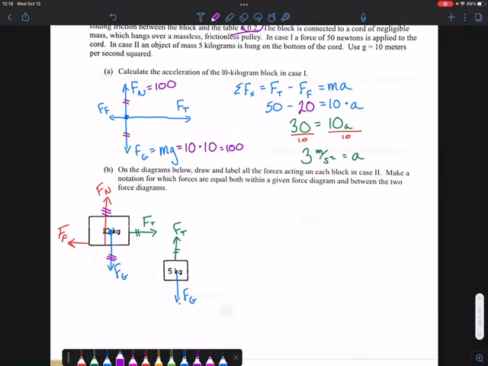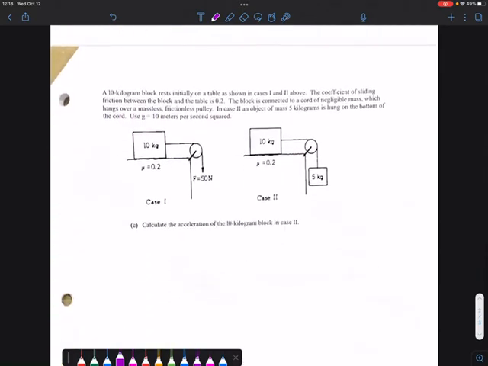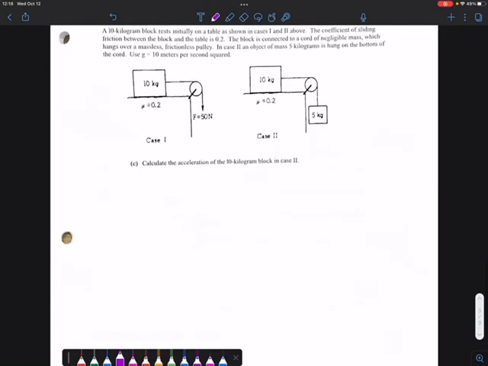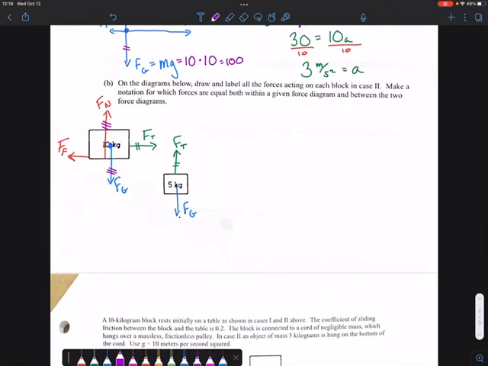Part C, it says to calculate the acceleration of the 10 kilogram block. Okay, so I'm gonna do it on this part just so that we can look at the force diagram at the same time. So the sum of the forces in the x direction. Do you guys want me to do it as one big system or 2 separate systems? 2 separate? Sure. Okay.